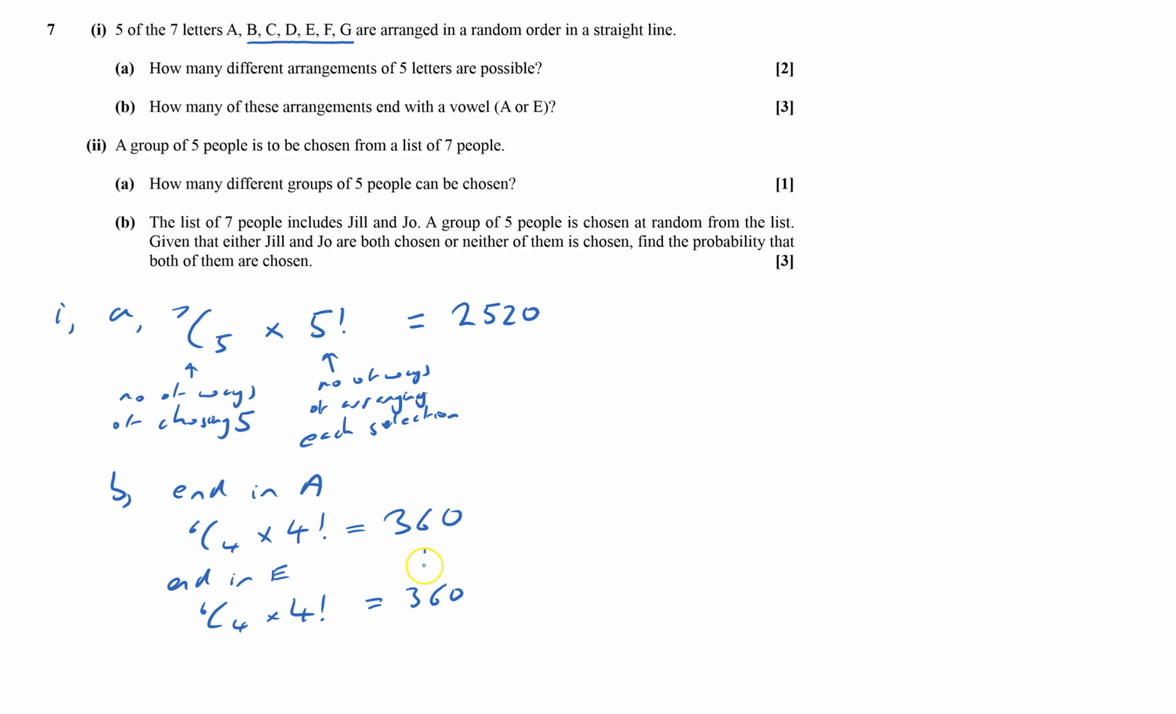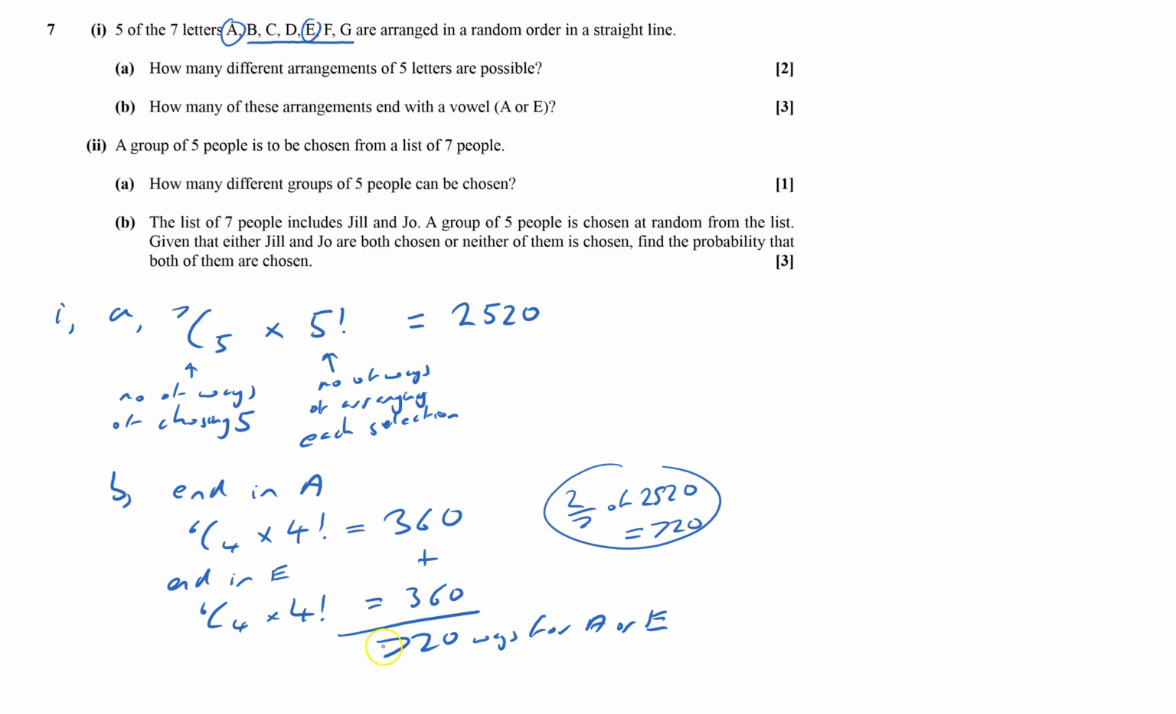So A or an E, just add them up, will be 720 ways for A or E. I suppose you could have actually said 2 out of 7 are A or E, so you could have just worked out 2/7 of 2,520, and that equals 720. So you could have done that, but it sort of explains better.